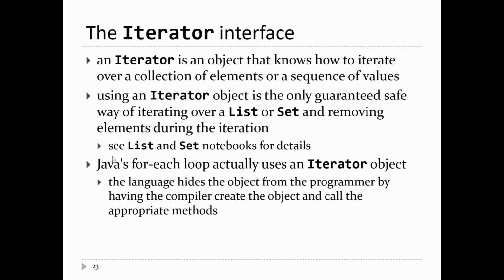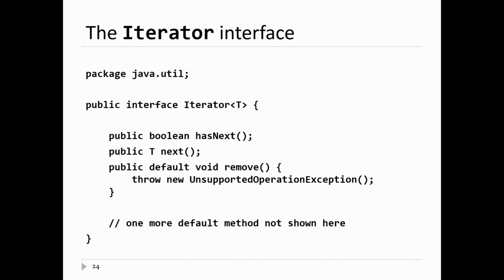Whenever you write a for each loop in Java, you're actually using an iterator object. The language is hiding the creation of the object from you, but that's actually what's happening. When we implemented iterator before, I told you every iterator has two methods: a hasNext method and a next method. Next returns the element that the iterator is currently pointing at or visiting, and then it moves the iterator to the next element. hasNext returns true if there are more elements to look at in the collection, and false if not.